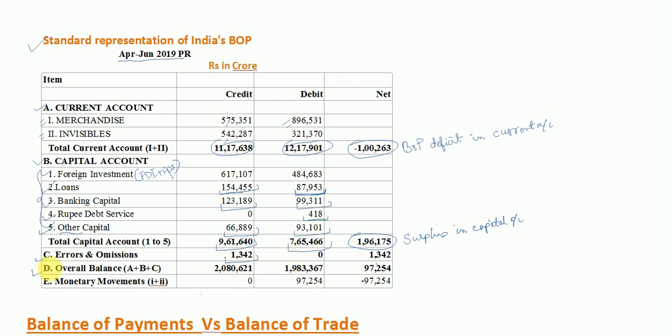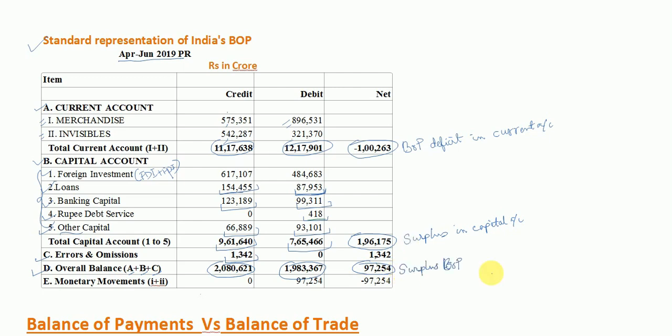So the overall balance, which is obtained by adding A, that means current account, B, that means capital account, and C, which is the errors and omissions, the total receipt is 20,80,621 crore, and total debit is 19,83,367 crore. And overall, there is a surplus in the balance of payments of an amount of rupees 97,254 crore. So this is the surplus balance of payment.